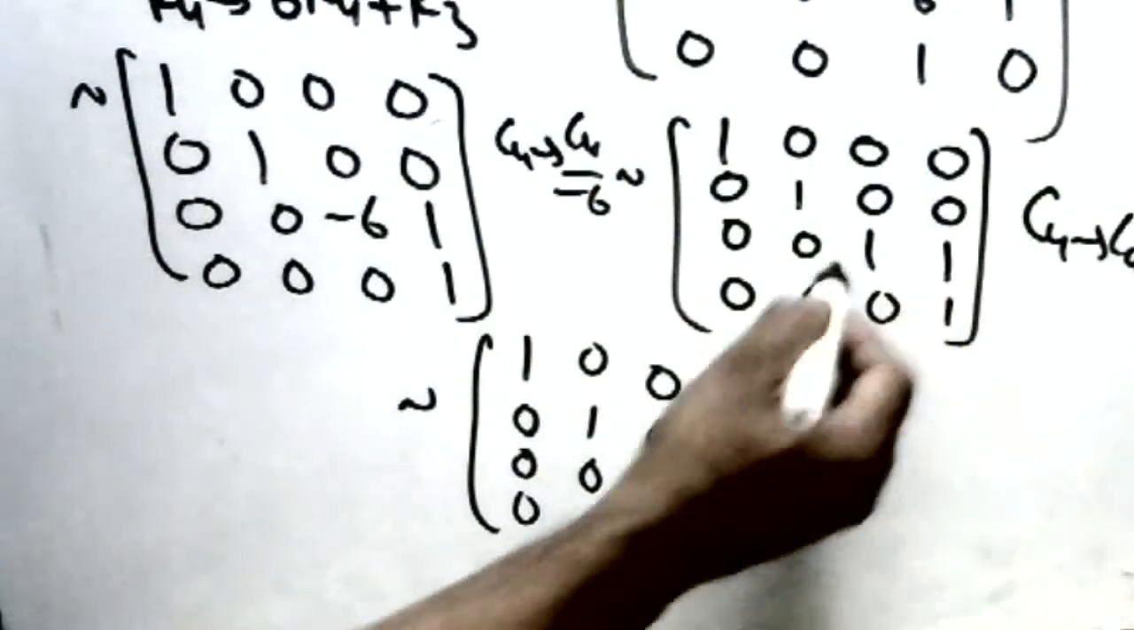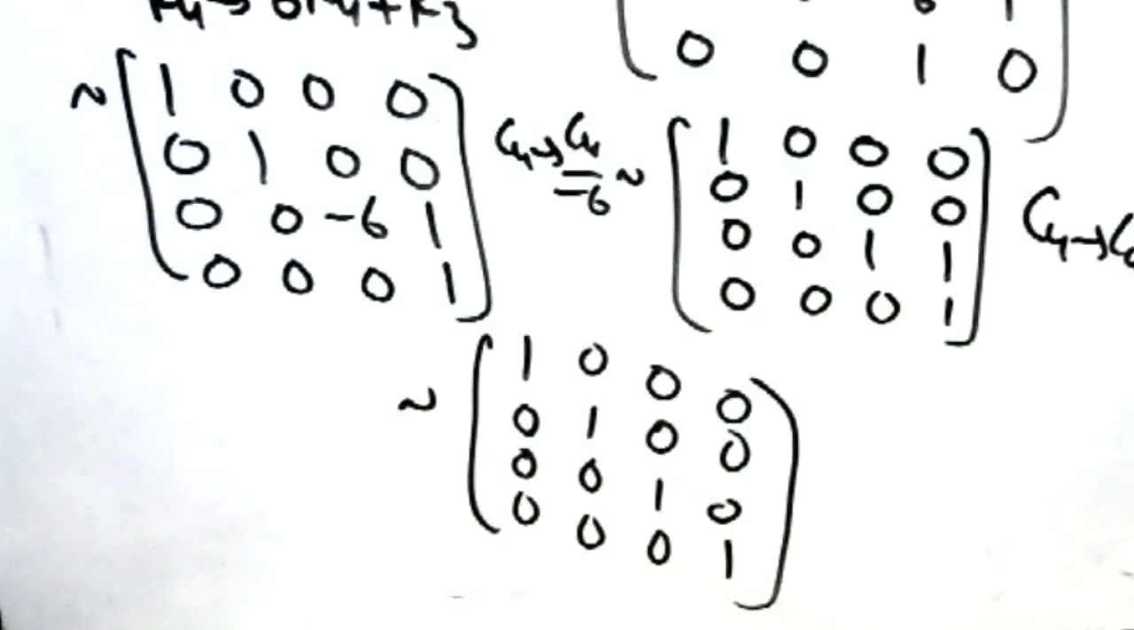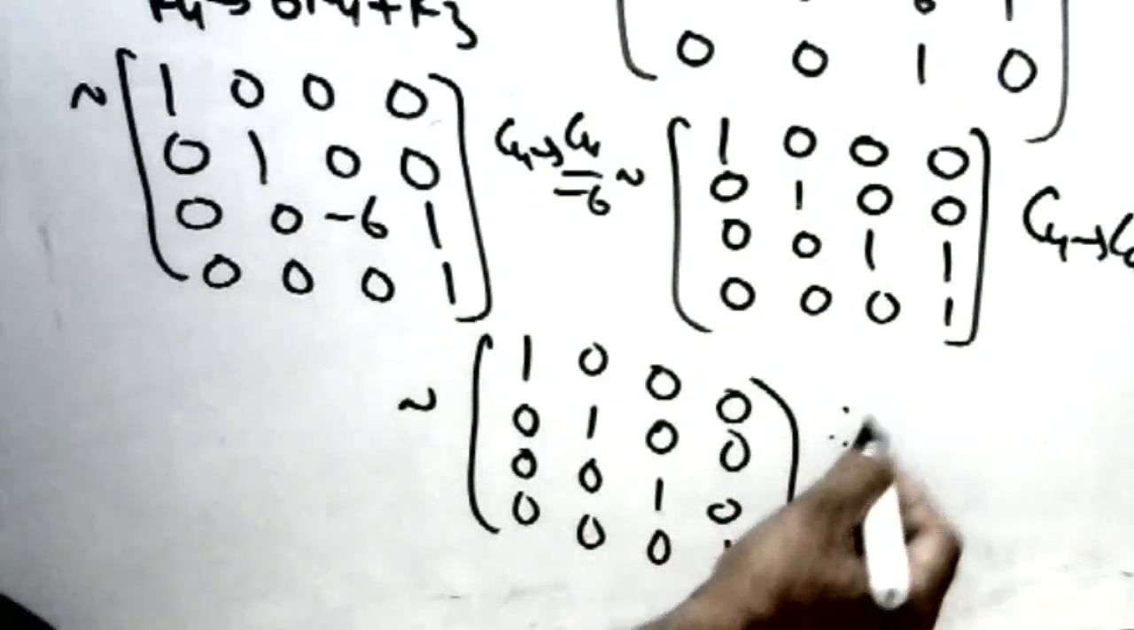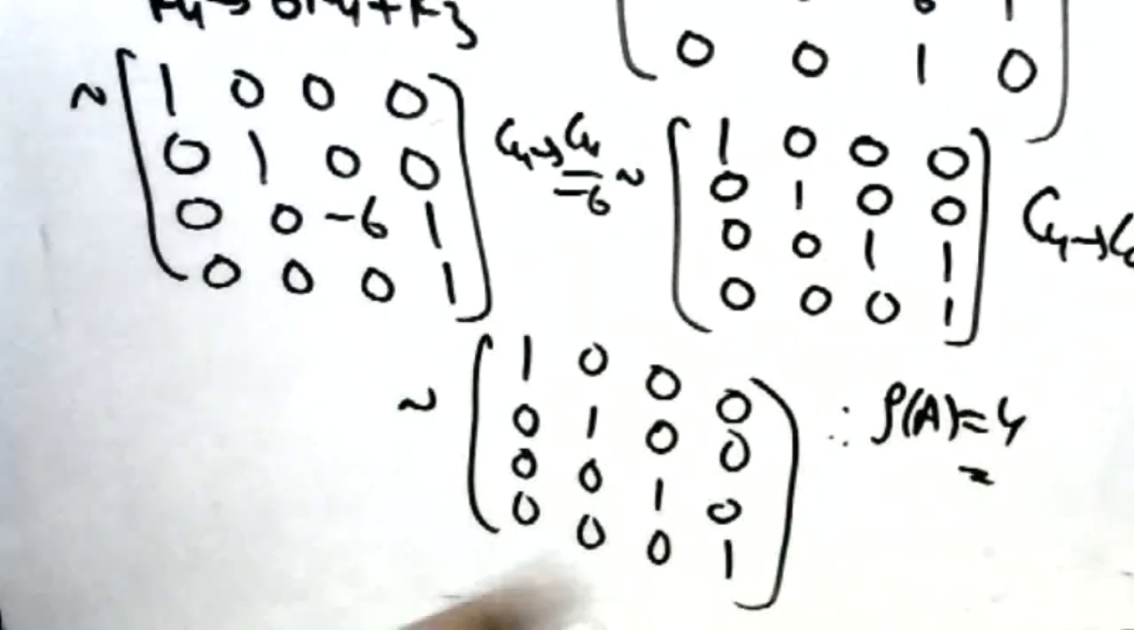Now C3 minus 0, minus 0 will be 0 0. 1 minus 0 is 0, 0 minus 1 is 1. So we are left with 4 ones. Therefore rank of A will be 4. Rank of A will be 4.